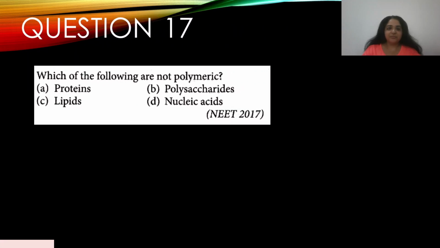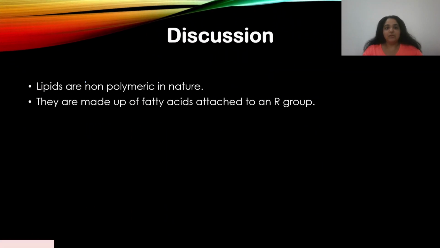Question number 70. Which of the following are not polymeric? This appeared in NEET 2017, pretty recent. A. proteins, B. polysaccharides, C. lipids, and D. nucleic acids. So the answer here is C, lipids. The rest are polymeric, A, B, and D. Lipids are not polymeric. Remember that, answer C. Lipids are non-polymeric in nature.